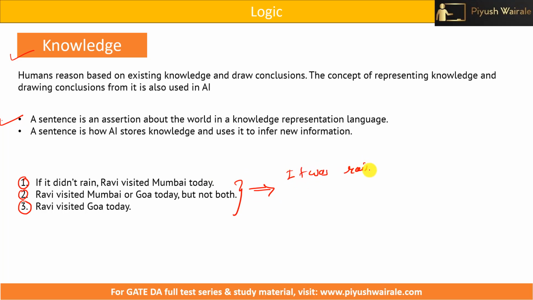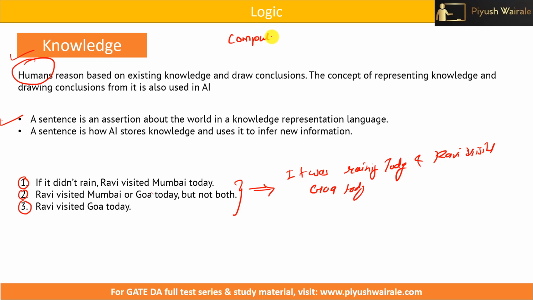It was raining today, and Ravi visited Goa today, right? So it was raining today, and Ravi visited Goa today. This is what I can say in short by just looking at these three sentences, right? This is how, as a human being, I can understand this language and infer from these sentences. But what about the computer, right?